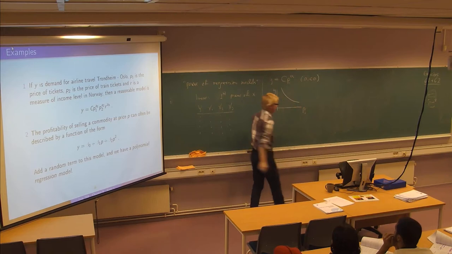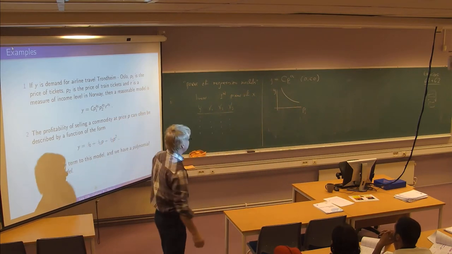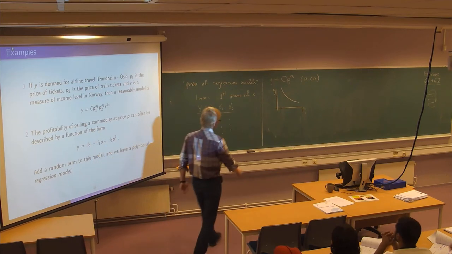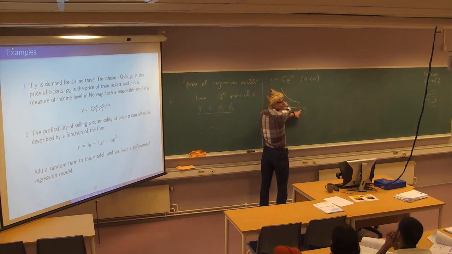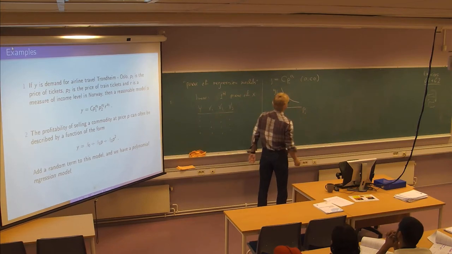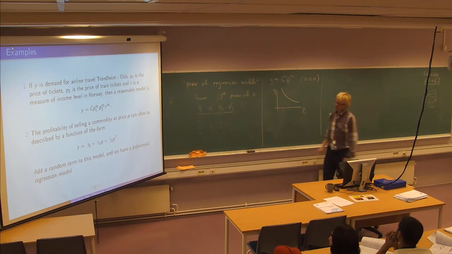Looking typically like that. Every one of you who has done any economics has seen a curve like that. It's a demand price curve. Sometimes you had the price there and the demand there, but the curve is the same. So this is one thing, and we're going to look at that more or less next week.